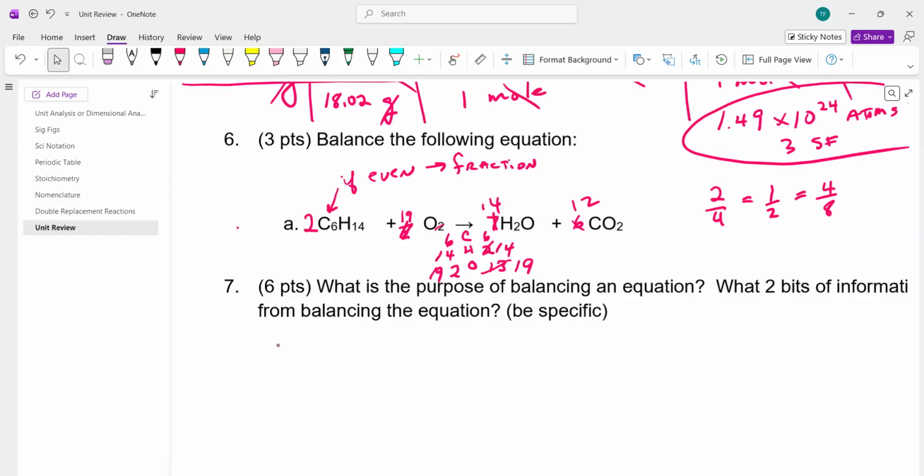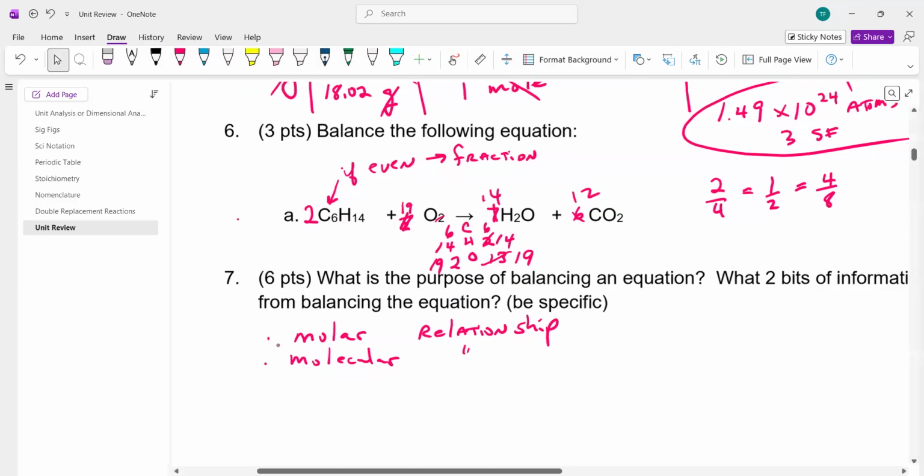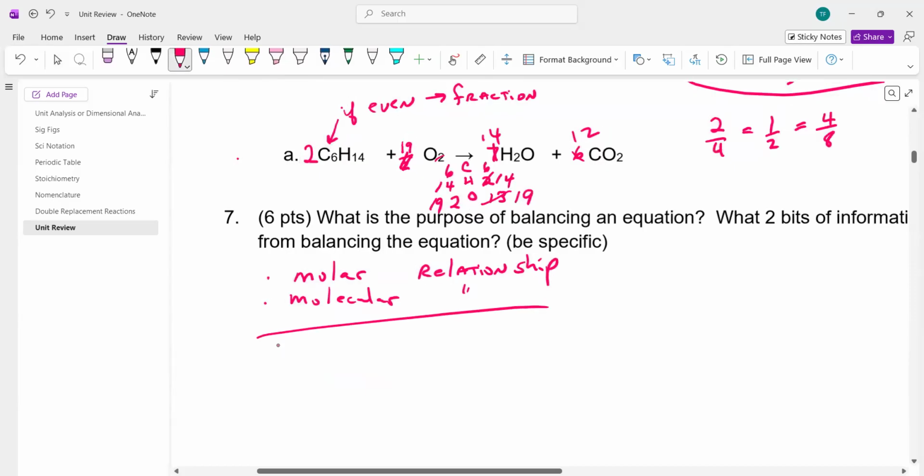Okay, why do we balance the equation? Why do we go through all this work to balance the equation? It's two bits of information. Number one, it's a molar relationship, and number two, it's a molecular relationship. It is not a mass relationship.